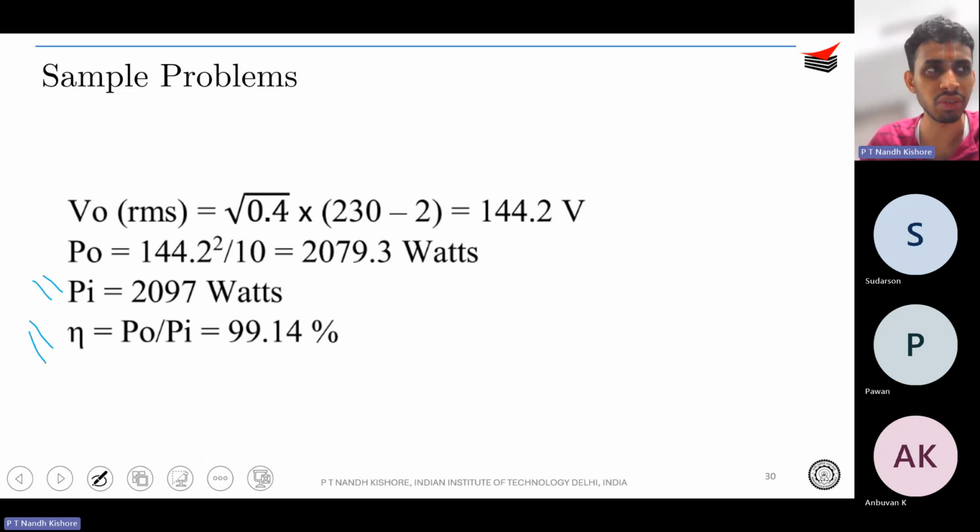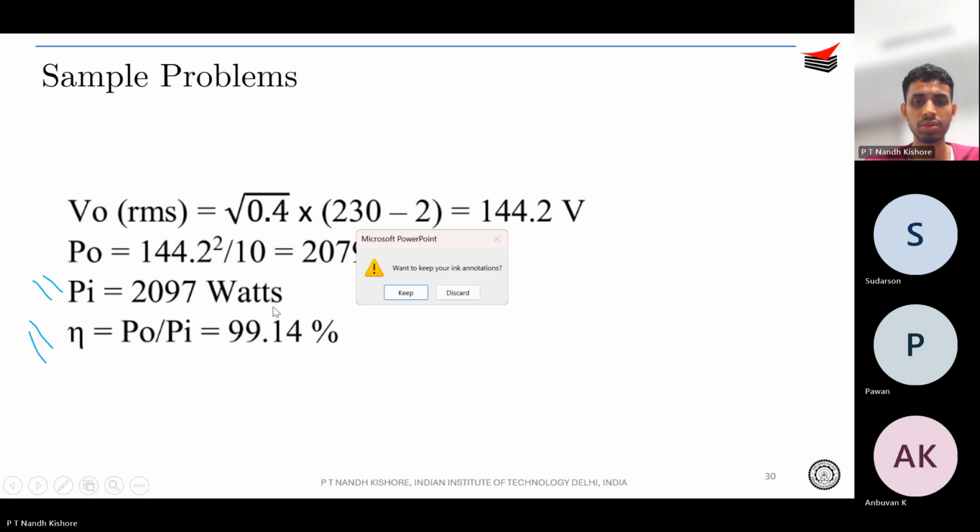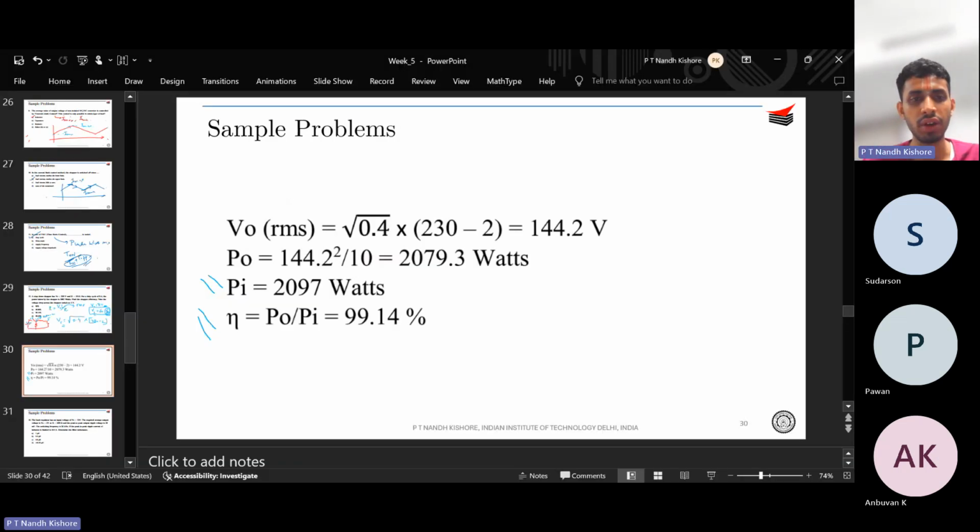It's just root over D times Vs and your Vs is actually 230 minus 2 because there is a 2 volt drop for the device. If you have any doubts, please let me know now or else we can go ahead.